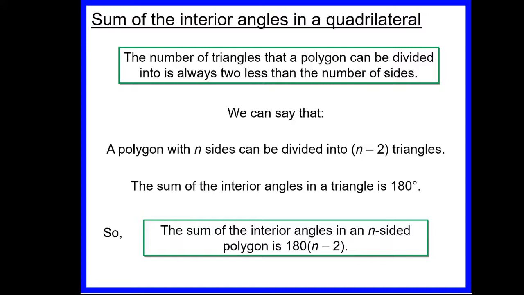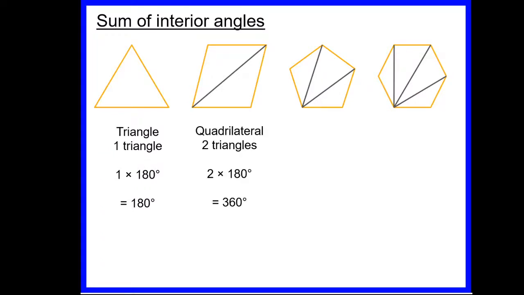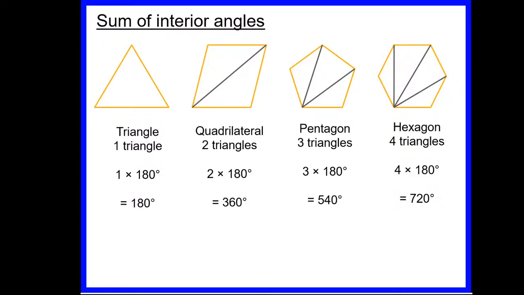Now, if you're not great at remembering formulae, not to worry, because we can work them out as we go. So we've said then that a triangle is made up of one triangle, and one triangle has a total interior angles of 180 degrees. A quadrilateral can be made out of 2 triangles, so 2 times 180 is 360. A pentagon can be split into 3 triangles. 3 times 180 is 540 degrees. A hexagon can be split into 4 triangles. 4 times 180 is 720 degrees.